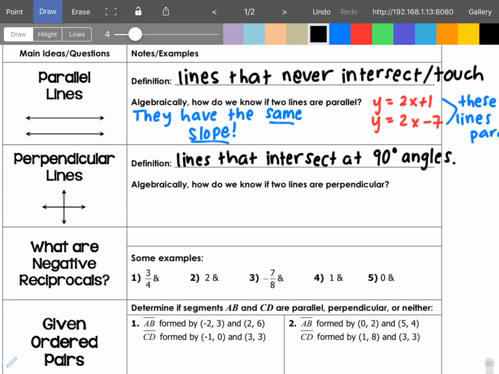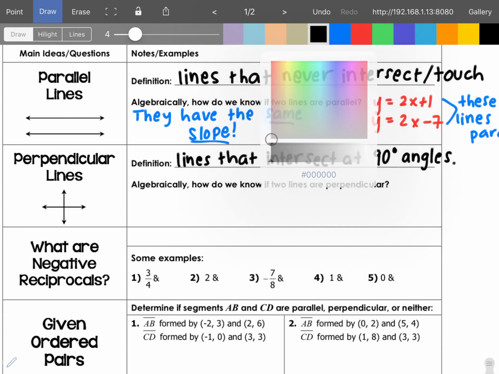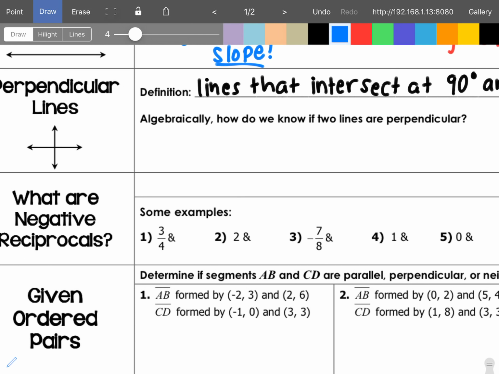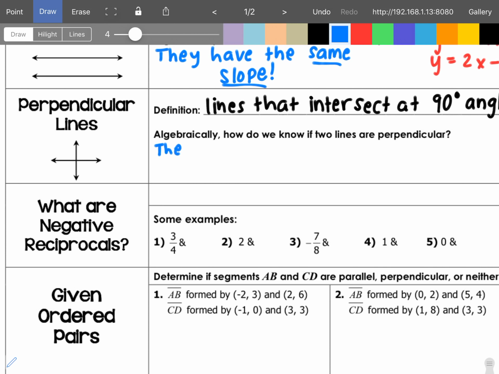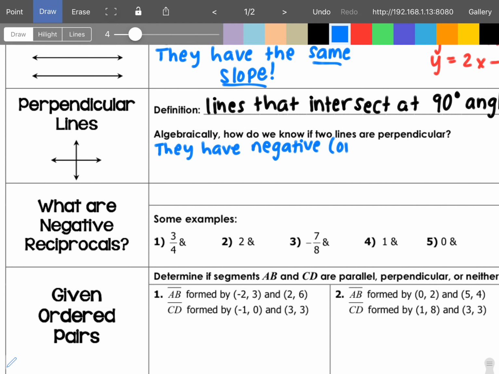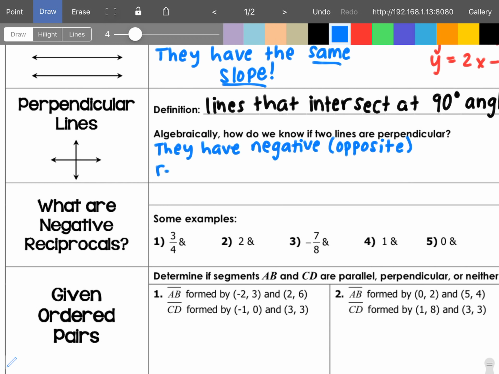So algebraically, remember, we're talking about algebra here, with math, with some kind of equation, how do we know if two lines are perpendicular? Well, instead of having the same slope, they have opposite, or negative, or opposite reciprocal slopes.